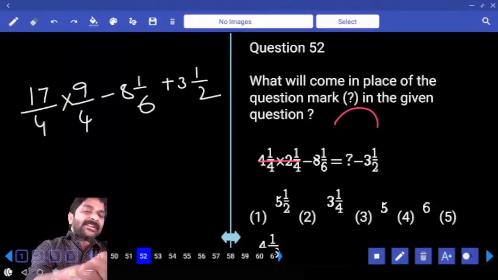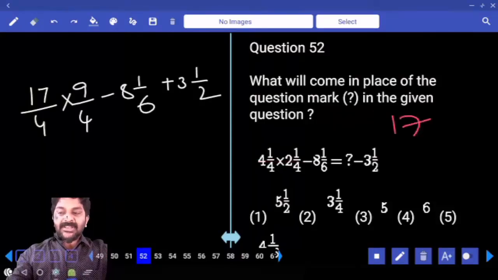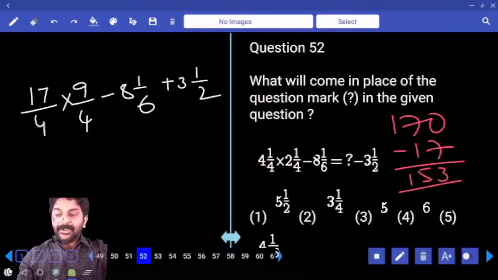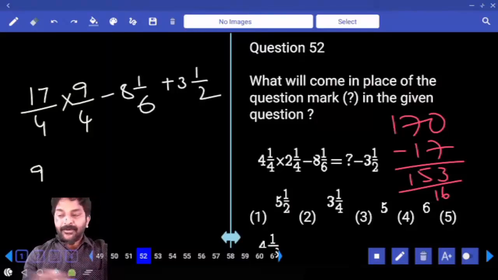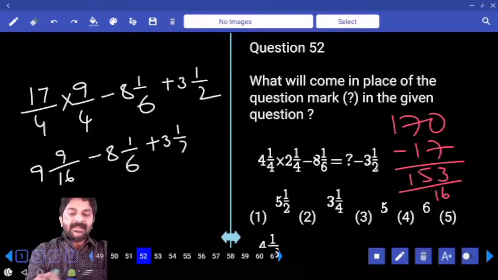So in the numerator 17 9 times. 10 times minus 1 time. 10 times 170. 1 time 17 subtracted. That is 153 only. Divided by 4 into 4. 16. So 16 10 times 160. Correct? 16 9 times 144. Still how much is left? 9 by 16 minus 8 1 by 6 plus 3 1 by 2.